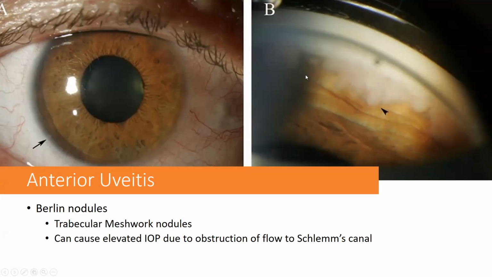So these are the Berlin nodules that I want to draw specific attention to. You can see here they are barely noticeable from our slit lamp picture, but when we're able to use a specialized lens to look at the trabecular meshwork, the drainage system of the eye, they kind of pop right out at you. So this would portend a poor prognosis in this patient.